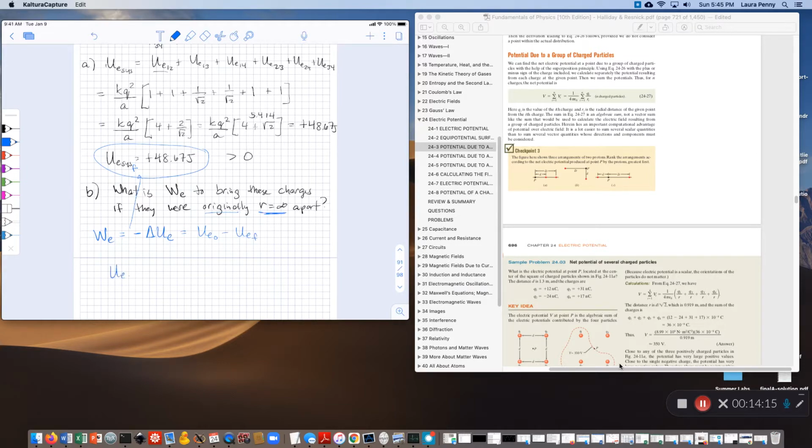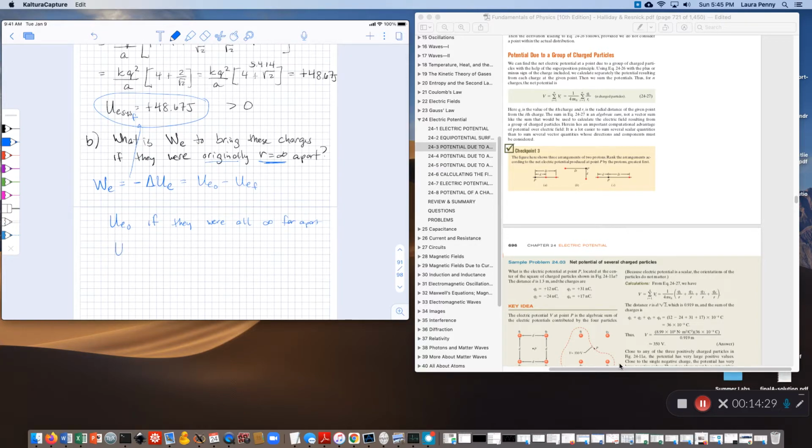So UE initial, if they were all infinitely far apart, then, even if it was just 1 and 2 that were far apart, remember that our equation has K, Q1, Q2 over R. So if R equals infinity, then the U is equal to 0. So our initial potential energy is 0 when R is equal to infinity.